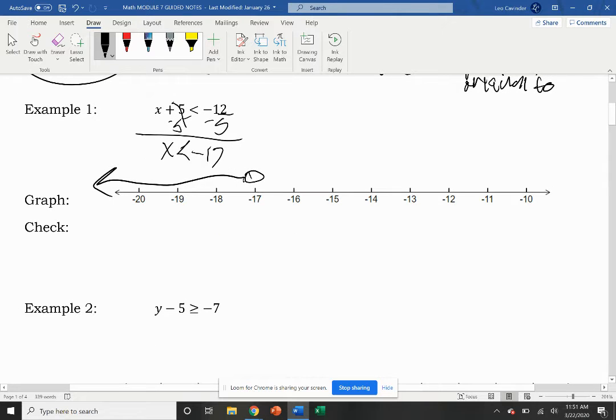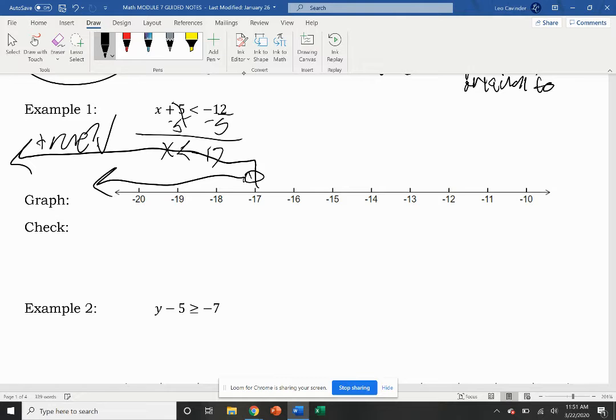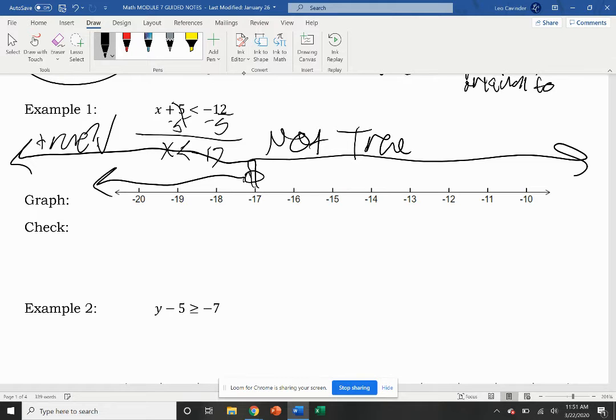Okay? So now we're going to check it. This means that from negative 17 and so on, those are all true statements. That means that whatever you plug in for x on this side, it will be true. If I plugged in anything on the other side, it would not be true. Which means that if you plugged in negative 15 for x, it would not be true. But if you plugged in, for example, negative 18, it will be true.